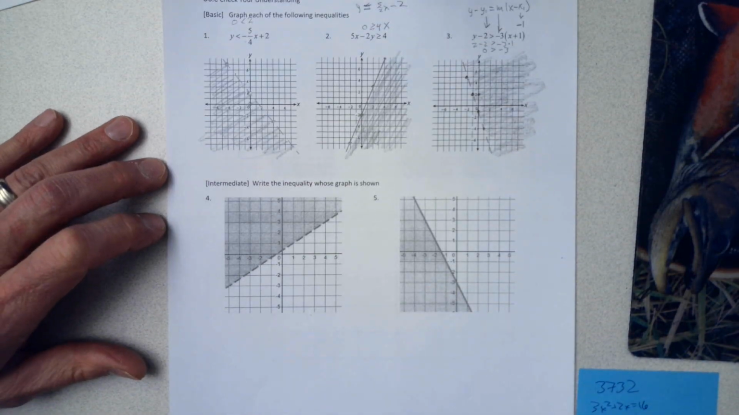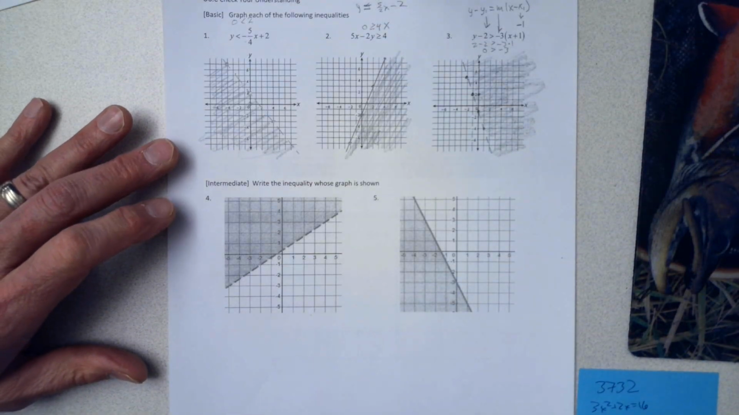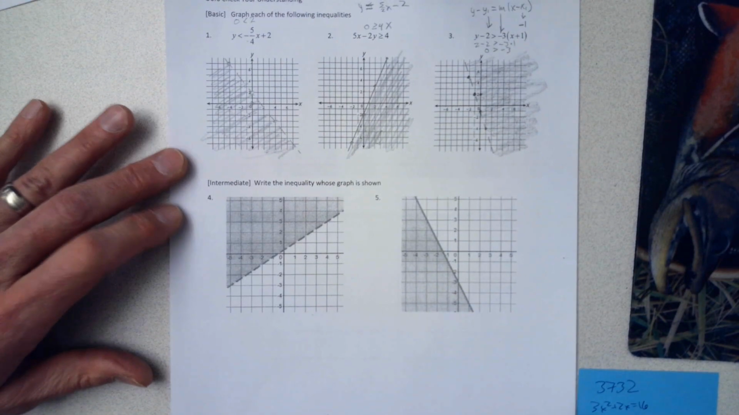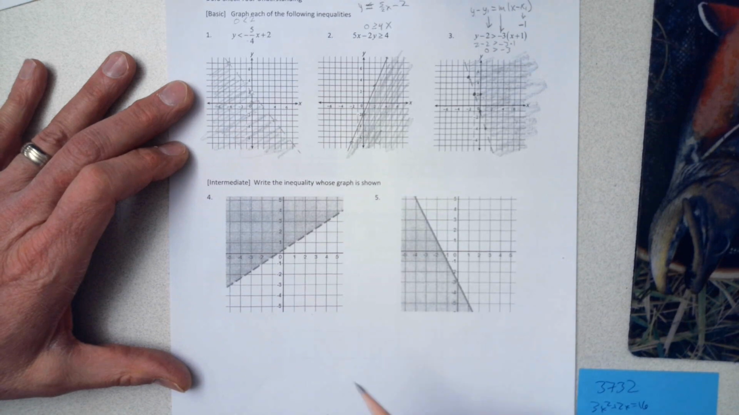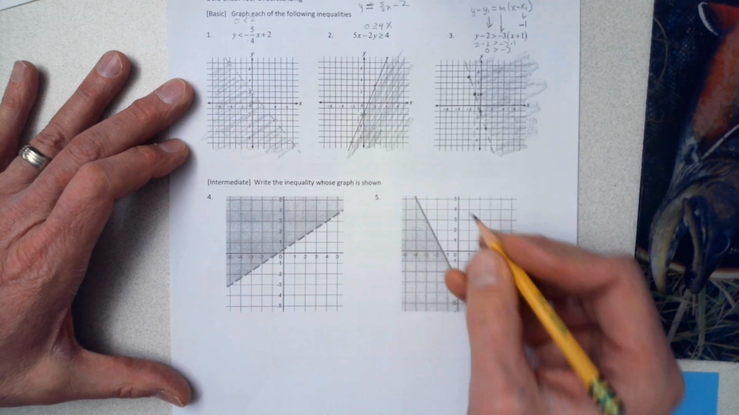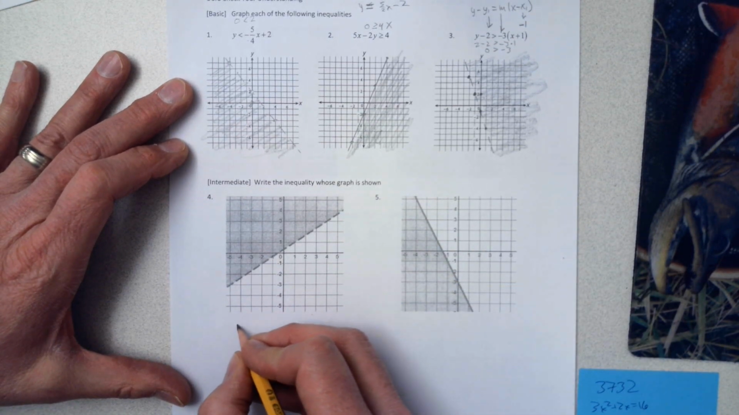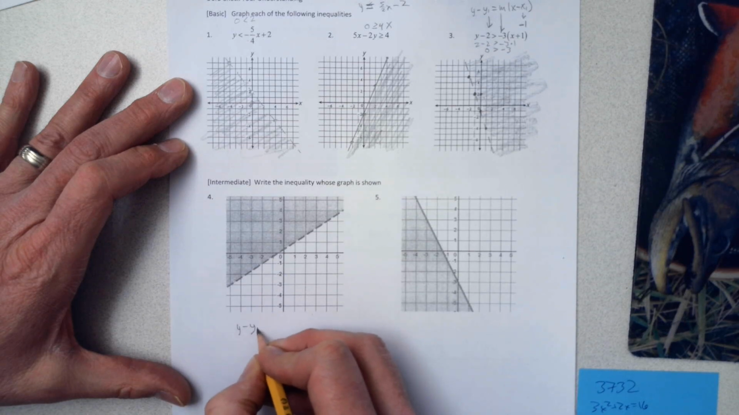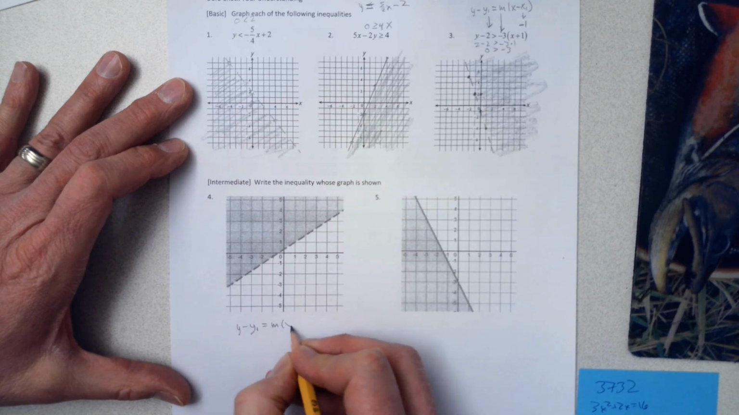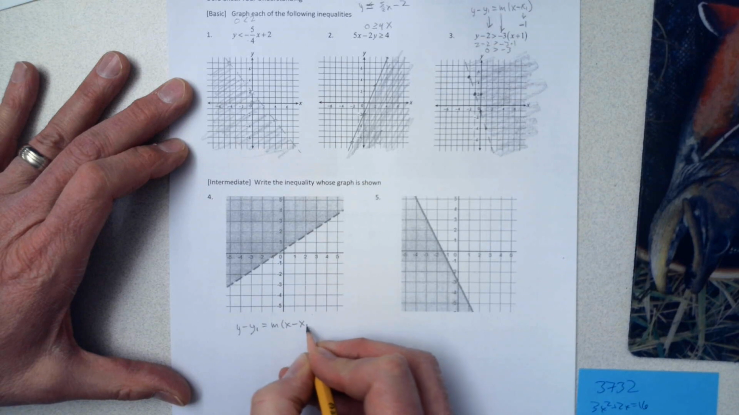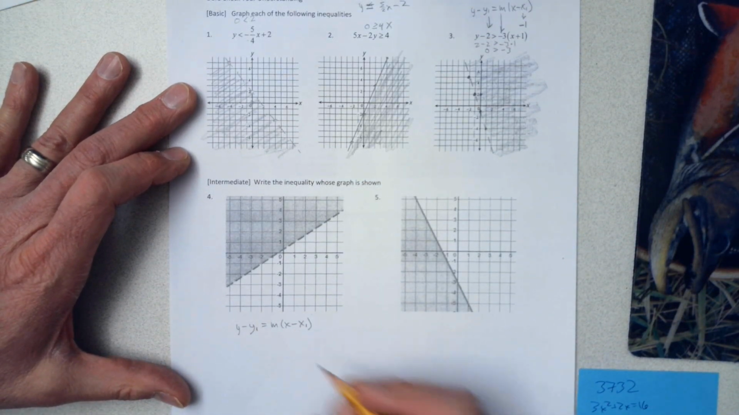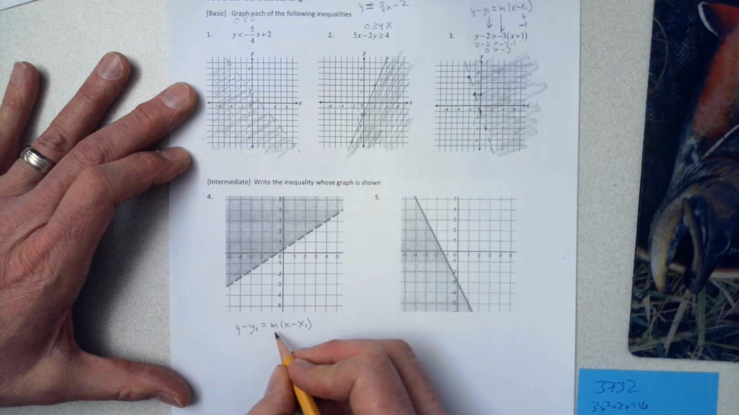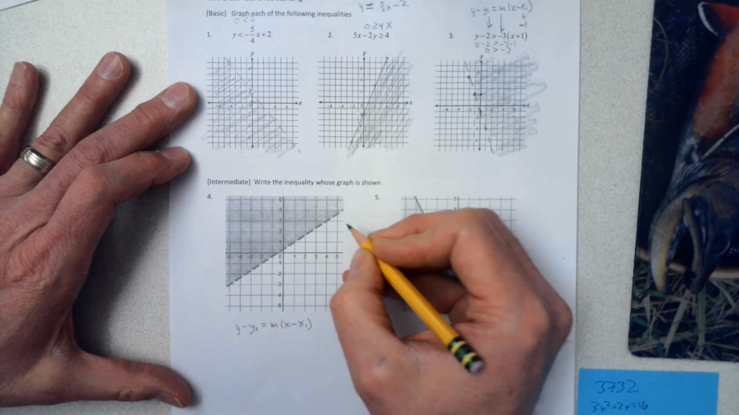Okay, so this is the Unit 6C intermediate on the Check Your Understanding. We're being asked down here to write the inequality for the graph that is shown. I mentioned the point slope form in my last video. I'm going to make use of that again because this is the easiest way to write an equation for a line. So all I need is some point that's on the line.